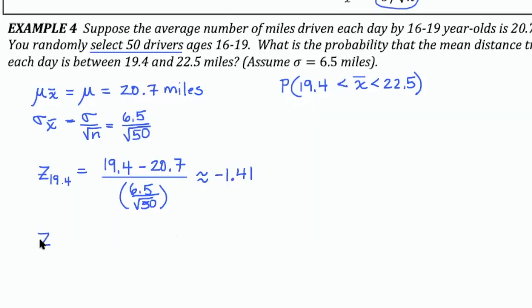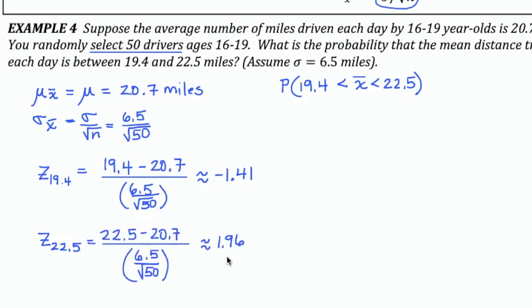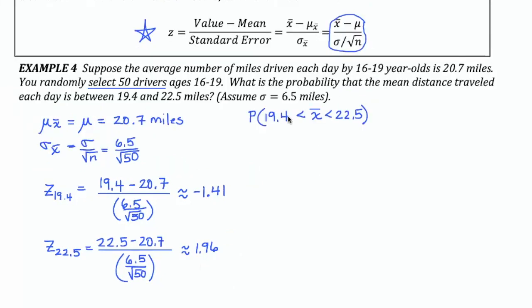I'm going to repeat the process to find the equivalent z-score for 22.5. And for 22.5, you should get 1.96. So calculating the probability that the sample mean falls between these two values is the same as calculating the probability of the z-scores falling between negative 1.41 and 1.96. You'll remember that the standard normal table always gives the probability of being less than a certain z-score.